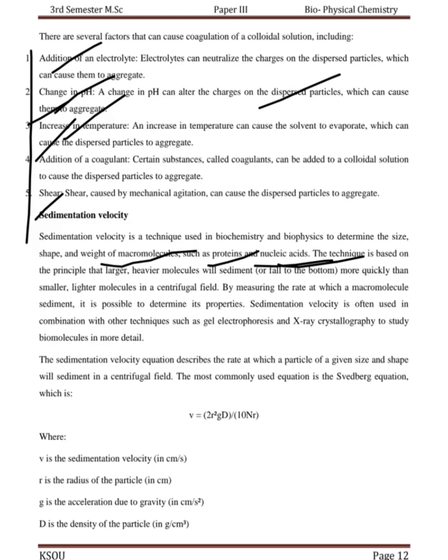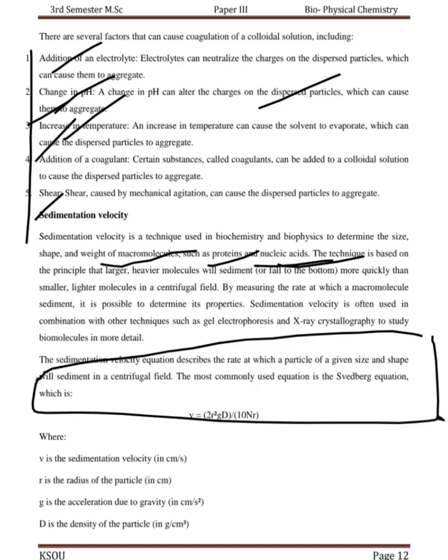So that we are going to measure by measuring the rate at which the macromolecule will sediment. If we calculate the rate at which the macromolecule sediments, we can determine the size, shape and weight of the macromolecules. So the rate at which particles of a given size and shape will sediment in a centrifugal field. So when it is centrifuged, the sedimented or heavy molecule will settle down.